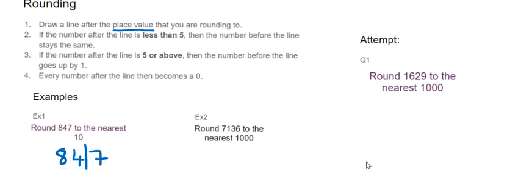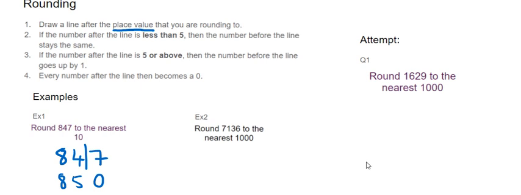And then the next two parts are if the number after the line is less than 5, the number before the line stays the same. If the number after the line is 5 or more, then the number before the line goes up by 1. So in this case, the number after the line is 5 or more because it's 7, so it's above 5. Therefore, the 4 will go up by 1. So the 4 will turn into a 5, so it's 85. And then if you look at our last step, then every number after the line, so there's only 1 after the line here, will become a 0. So 850 is what that would round to. So that's 847 rounded to the nearest 10.